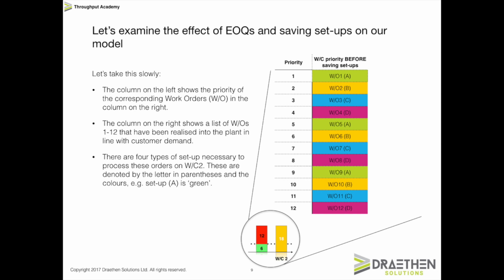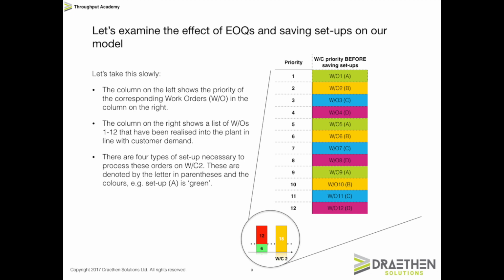Now, because you're a good work center operator and you try to follow management instruction to be efficient, you want to create economic order quantities. And the way in which you do that is to try and group together work orders that require the same setups. So you look down your work order list and you see that work order 1 requires setup A, so does work order 5, and so does work order 9. So you put them together in sequence to create one large batch, and you do the same for all of the other work orders and their respective setups.